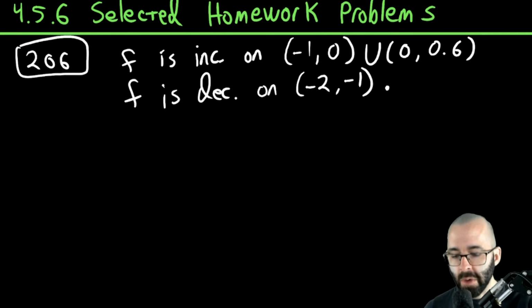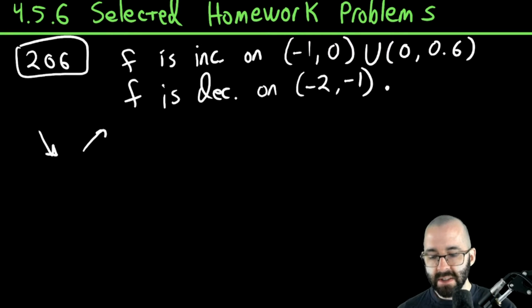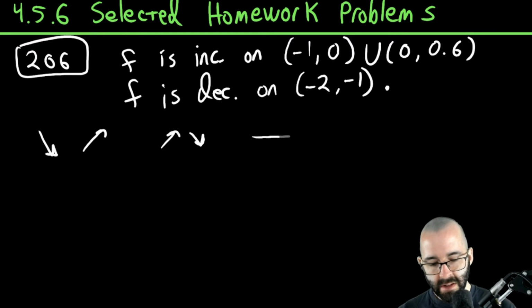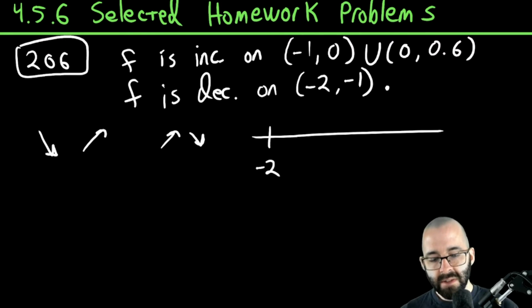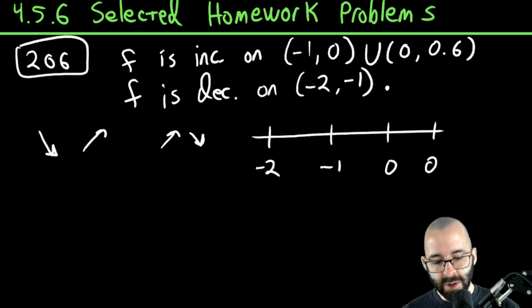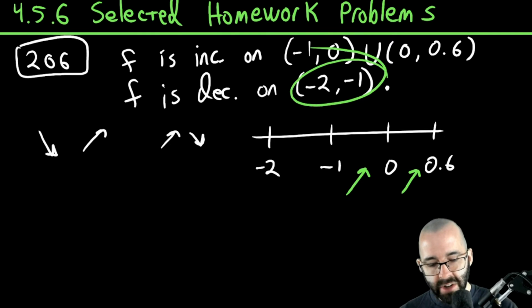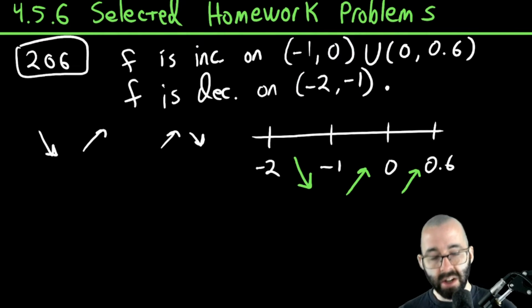So remember that you have a local minimum when it goes from decreasing to increasing. And you have a local max when it goes from increasing to decreasing. So we can just kind of go backwards and make a little sketch here. Right, if this is -2, and this is -1, and this is 0, and this is like 0.6, we know that the function is increasing on this interval and on this interval. We know the function is decreasing in this chunk.